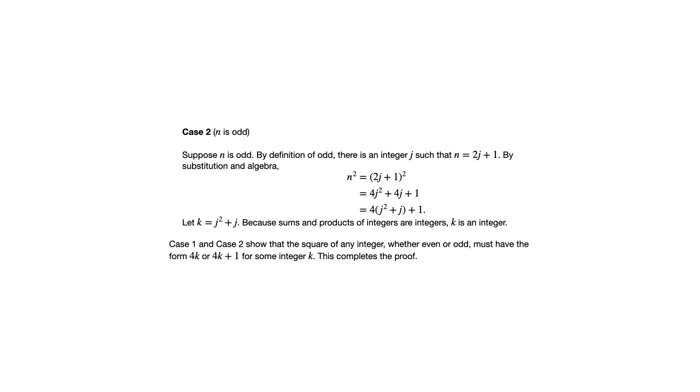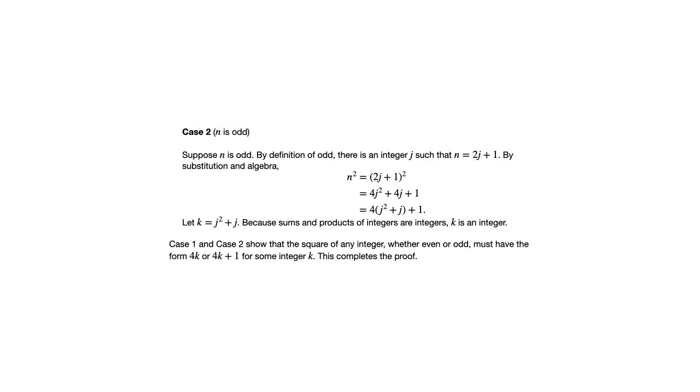So here's how we tie it all together. We can say case 1 and case 2 show that the square of any integer, whether even or odd, must have the form 4k or 4k plus 1 for some integer k. This completes the proof.